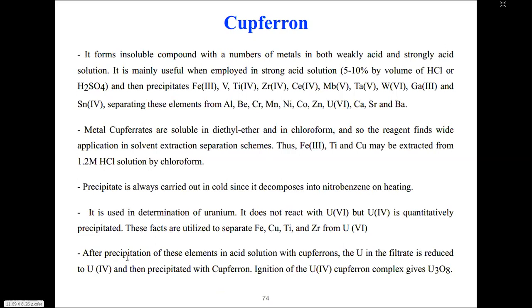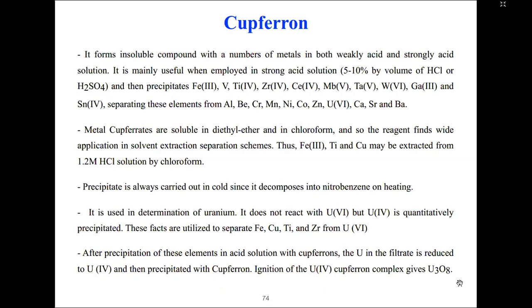Okay. After precipitation of these in acidic solution with Cupferron, the uranium filtrate is reduced to uranium-4. So you separate uranium-6 from the others, and now you convert this uranium-6 into uranium-4, and then precipitate with Cupferron. Ignition of the uranium-4 Cupferron complex gives U3O8. Okay, that is used in uranium determination.